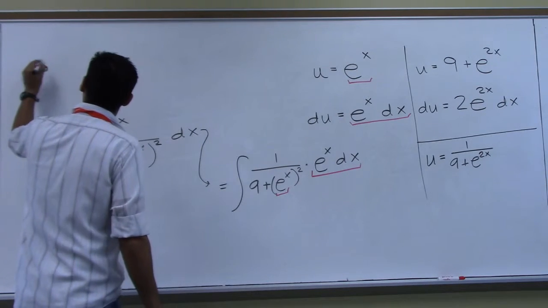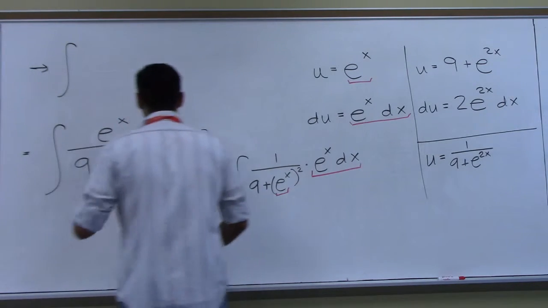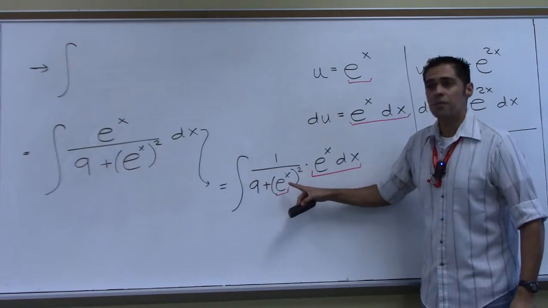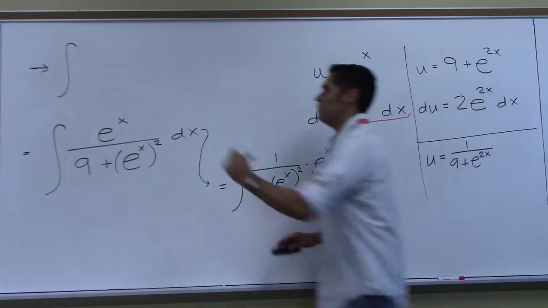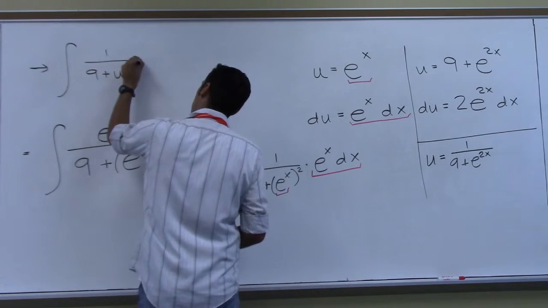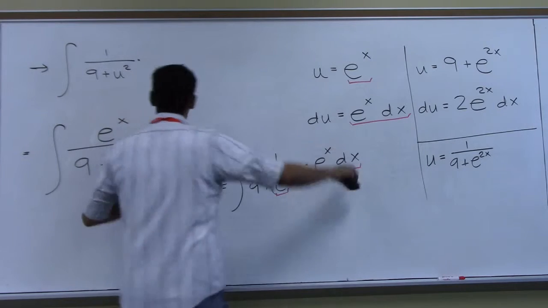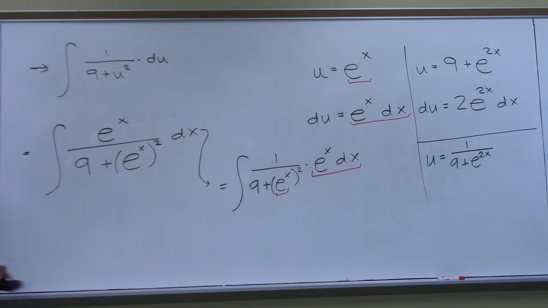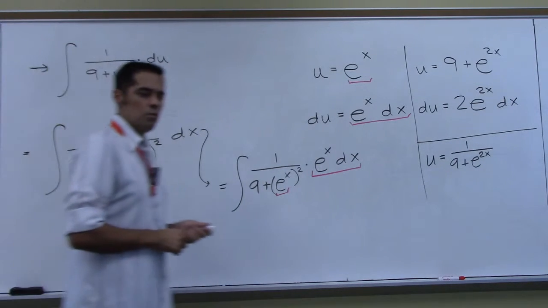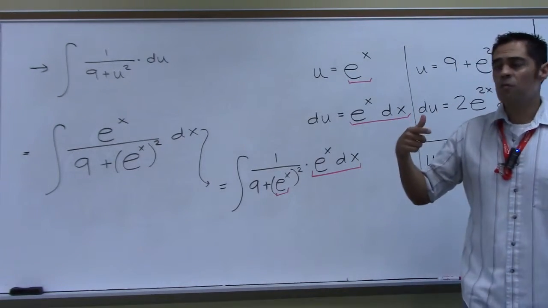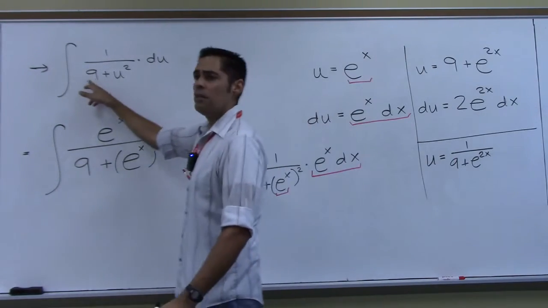So this becomes a new integral. I have this right here, 1 over 9 plus u squared times e to the x dx is du. That looks a whole lot like what? There was one that I told you to remember. Arctangent, right? The arctangent one, except the arctangent, didn't it have a 1 here?